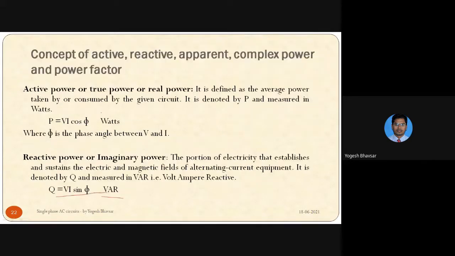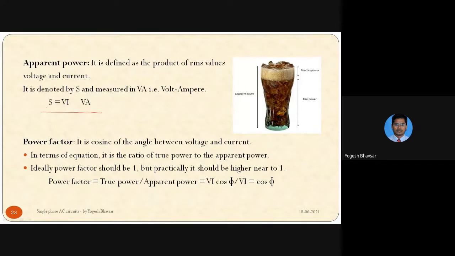Now for understanding this power in any electrical system, you can just refer to a glass which is full of soda, or you may consider a coffee, a sugarcane juice, or a beer glass. The portion of this liquid, what is it? The real power. Look at this, this is the portion of the glass where the coffee or the soda is present. This is the real power.